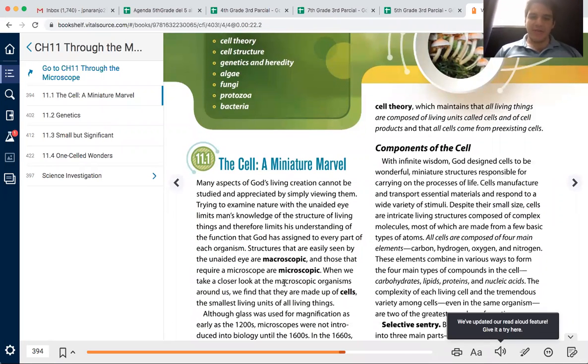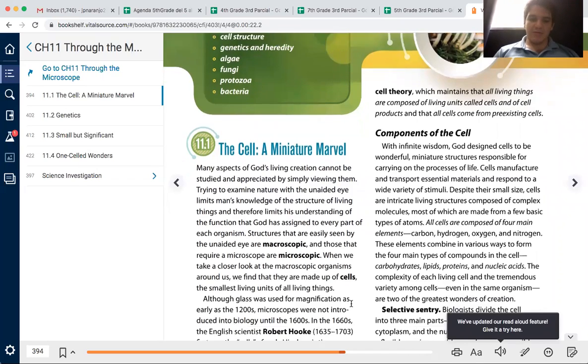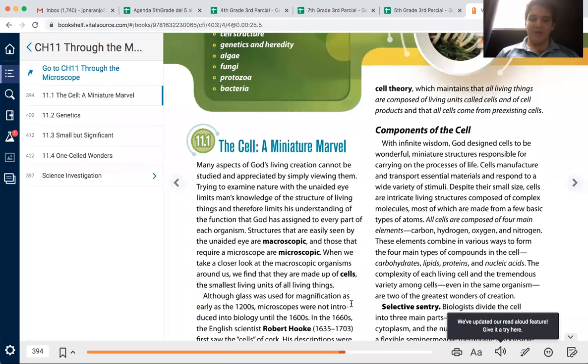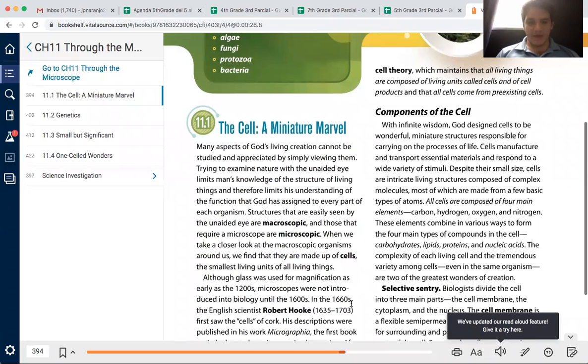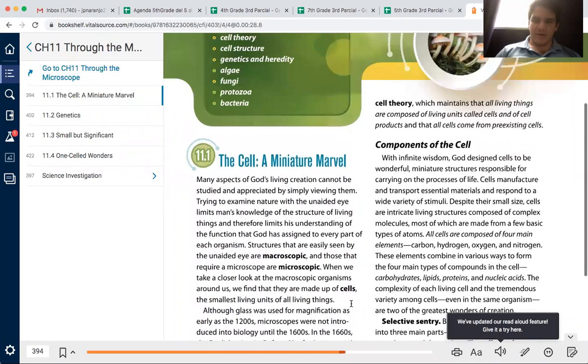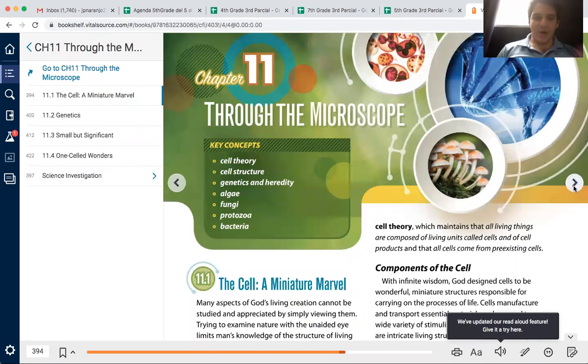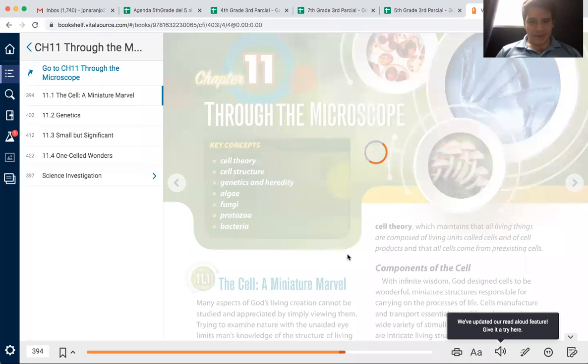When we take a closer look at the macroscopic organisms around us, we find that they are made up of cells. Those are the smallest living units of living things. Everything that's living is made up of cells. So we're going to take a look at what exactly that means.